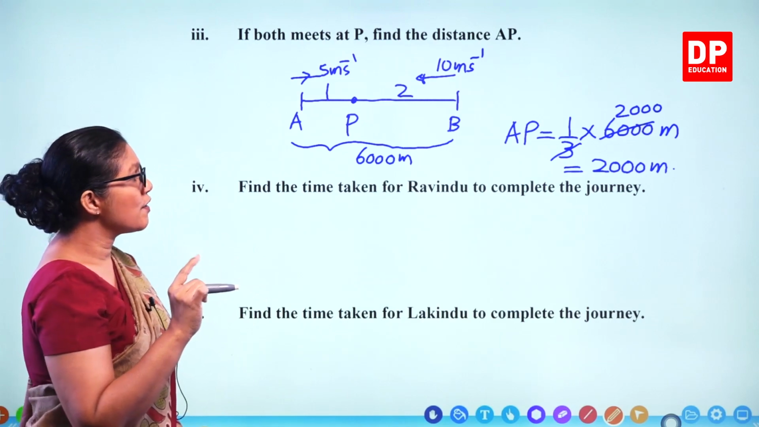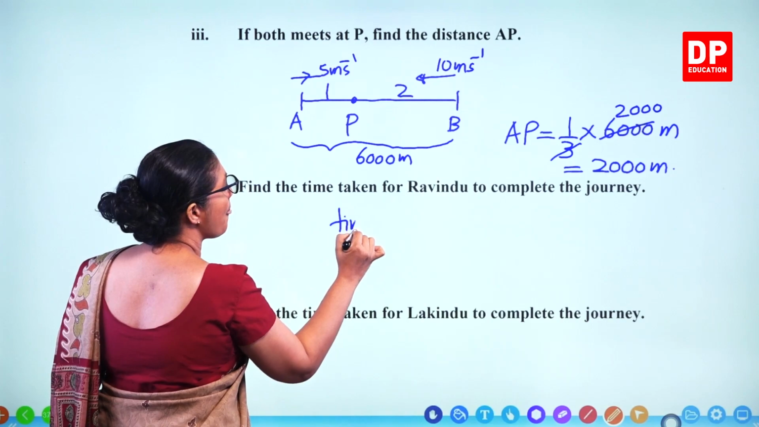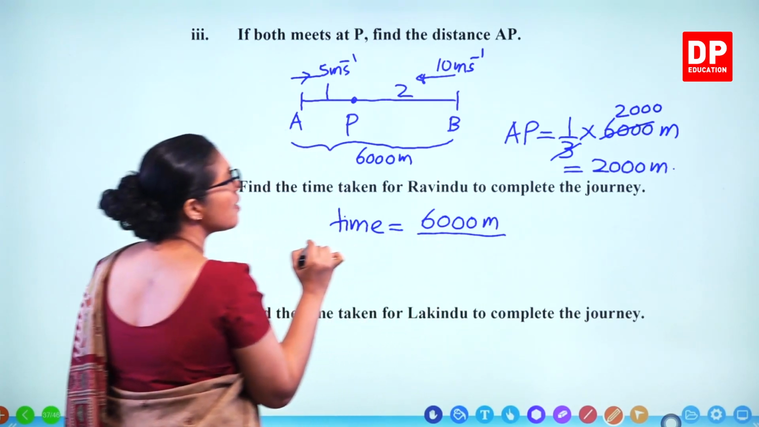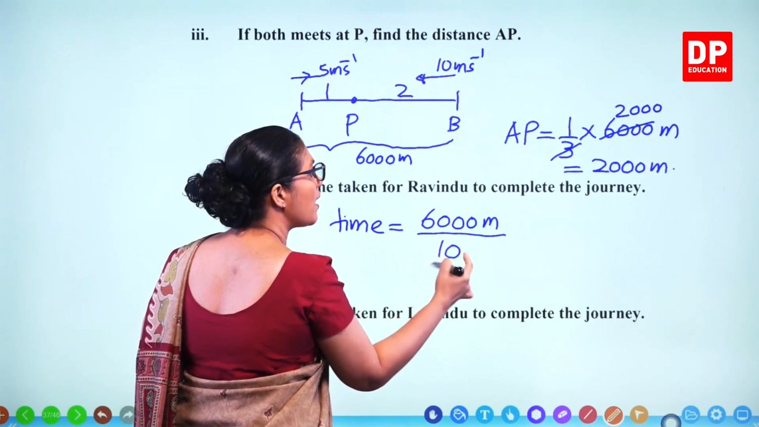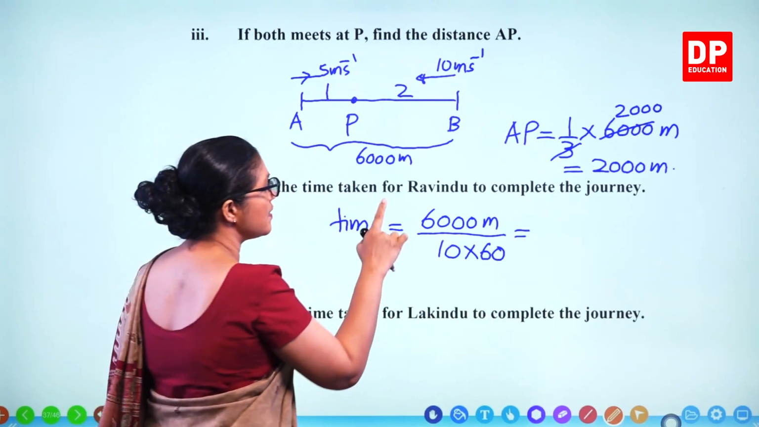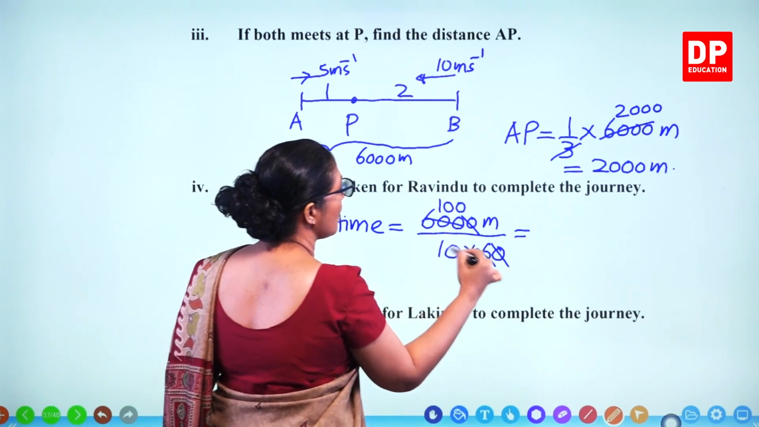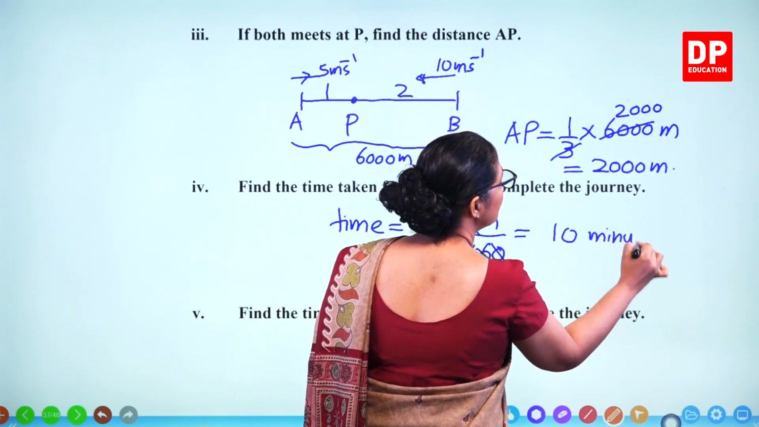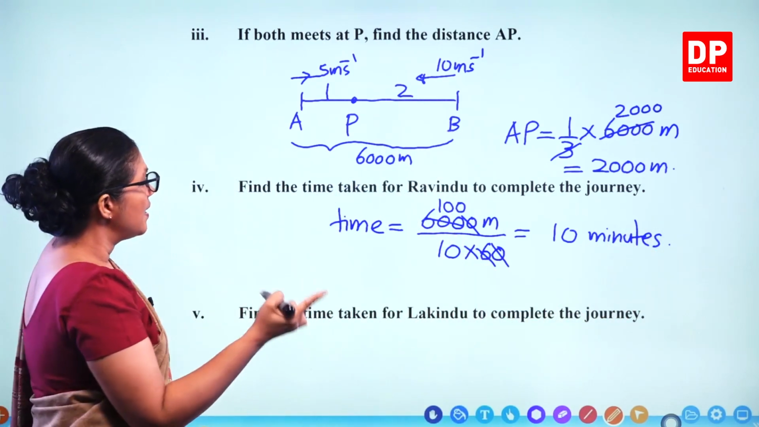And find the time taken for Ravindu to complete the journey. So how do you find the time? Total distance is 6,000 meters. Divide by speed of Ravindu, that's 10. And you can divide by 60 to get how many minutes there are. So this is seconds, divide by 60 to get minutes. So 10 minutes. And this should be 20 because the speed is half of that.